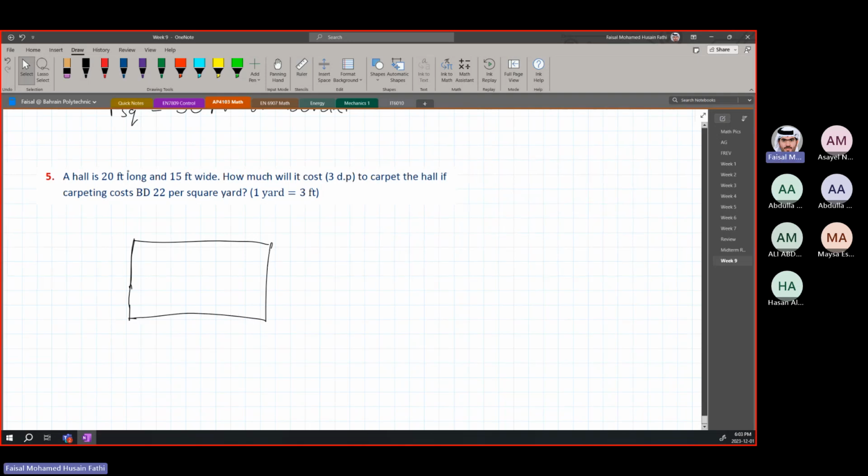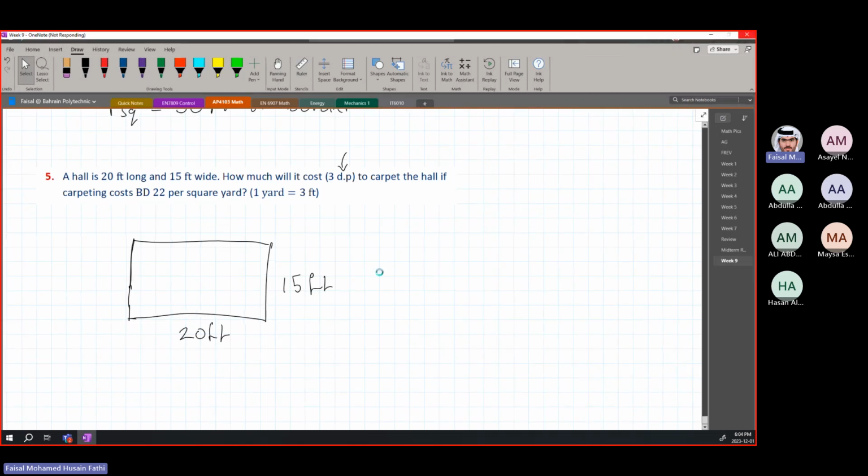Okay, 20 feet long, 15 feet wide. Already we draw it out so we know. How much will it cost to 3 decimal places? 3 decimal places, you remember what it means, right? There should be 3 numbers after the decimal only. So we will round it to 3 numbers after the decimal.